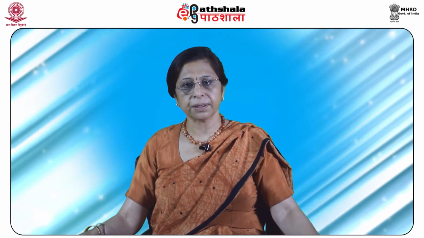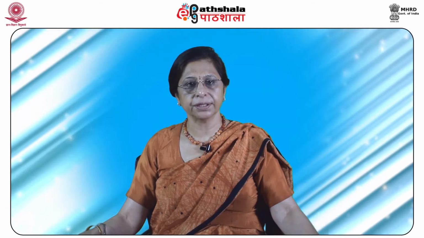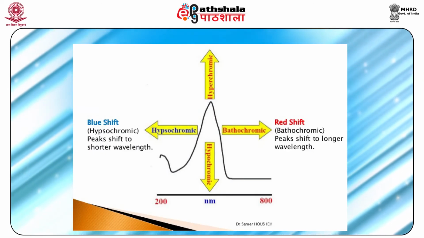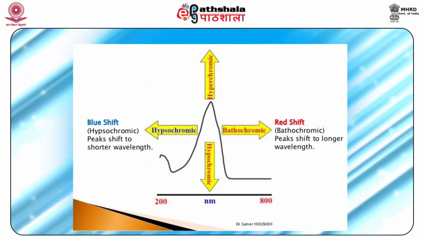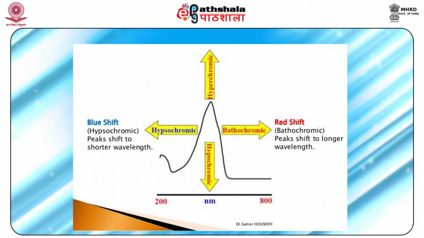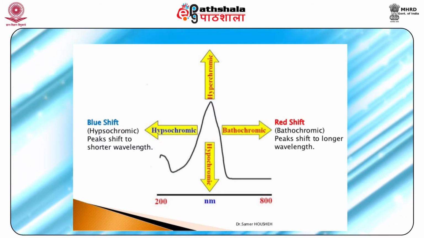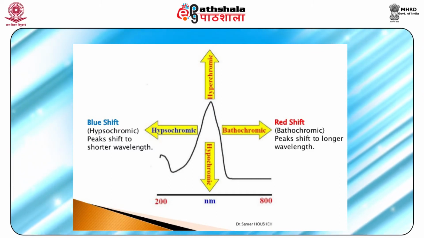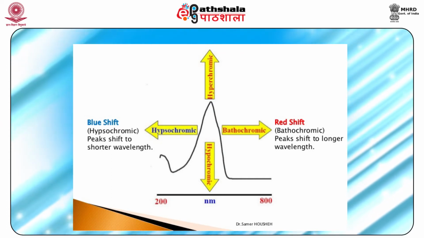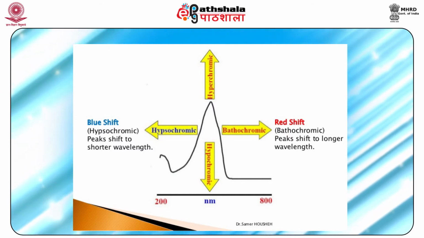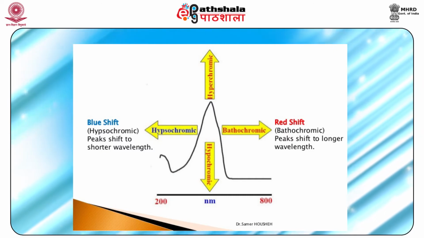The effect of these substituents can be further divided into the following categories: red shift or bathochromic shift. The presence of auxochrome may result in a shift of absorption maximum towards longer wavelength or lower energy, which is called bathochromic or red shift. Bathochromic shift may also be observed due to change in solvent polarity, which results in solvatochromism.